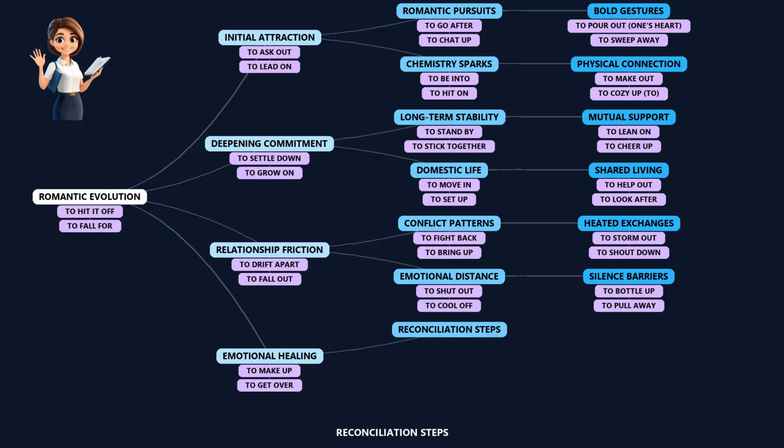Reconciliation steps. Reconciliation steps is a core part of emotional healing used to patch up a fight and talk through the problems honestly. This means making a plan to be friends or lovers again by discussing what went wrong.